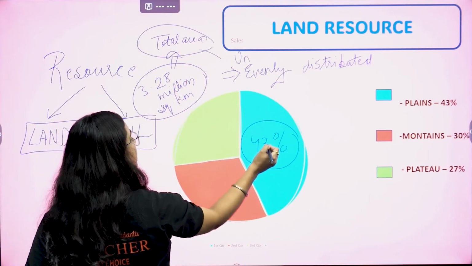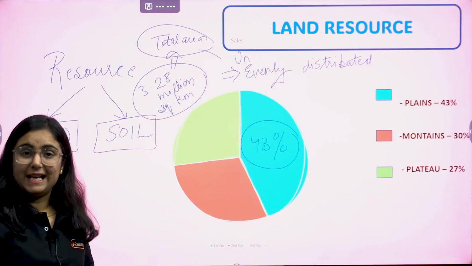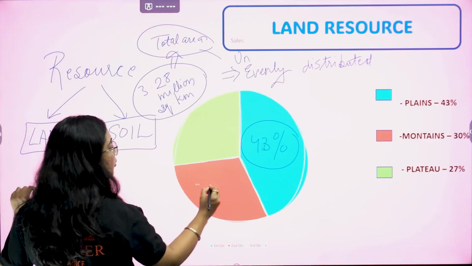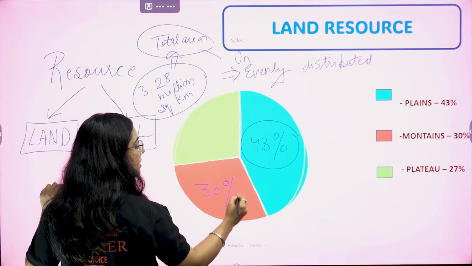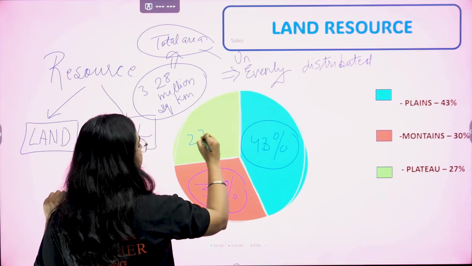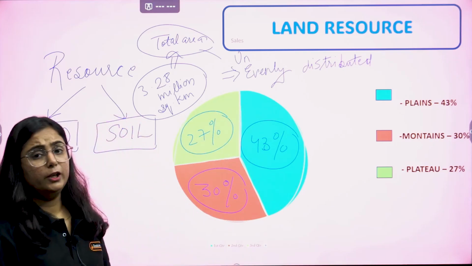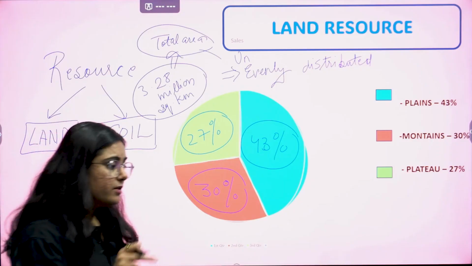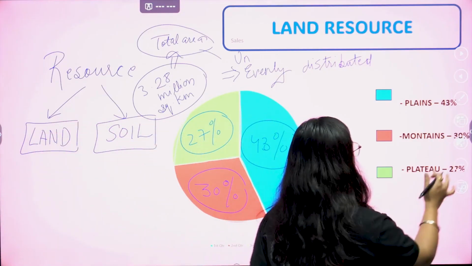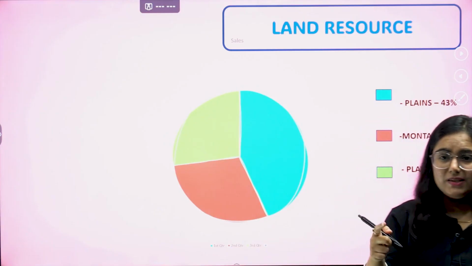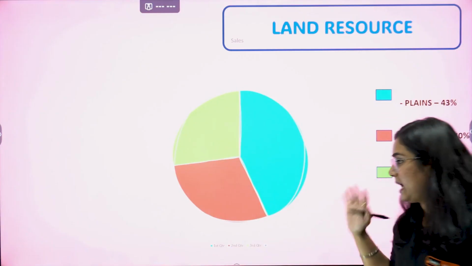Among that, 43% is covered by plains. Next are mountains, which are 30%, and 27% is with the plateaus. Did you get this point? So land resources in India are divided such that the maximum land is under plains, then mountains, then plateaus.